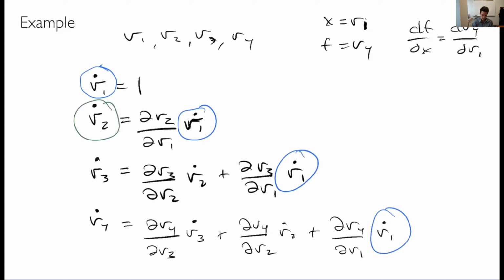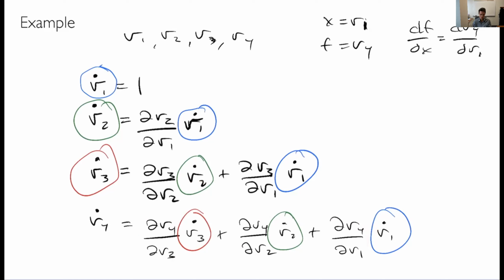Similarly, once we get V2 dot, we can just keep reusing it. And then once we get V3 dot, we just use it. So those are numbers that we compute. And notice that each line just depends on things that we computed in previous lines, these total derivatives. Then the new things at each line are only partial derivatives. These are not total derivatives, they're just partial derivatives.